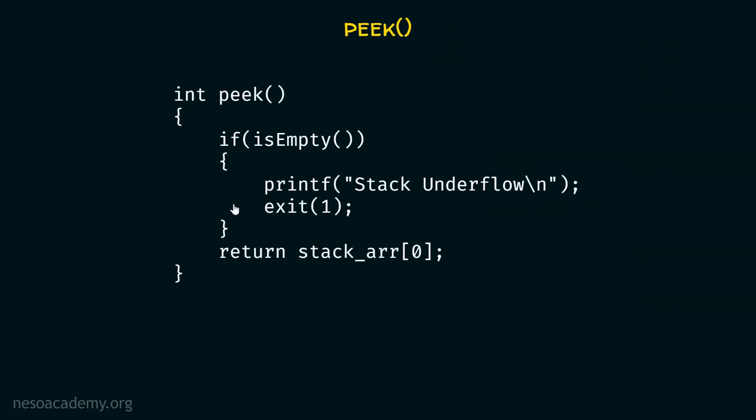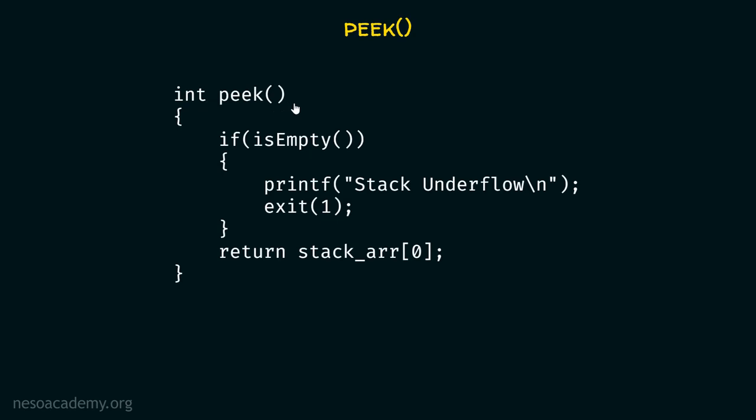This is how it looks like. Here we will check if is empty. This means if stack is empty, then print stack underflow and exit with exit failure status, right? Otherwise, simply return stack ARR 0. This is very simple function. It simply returns the topmost element of the stack.